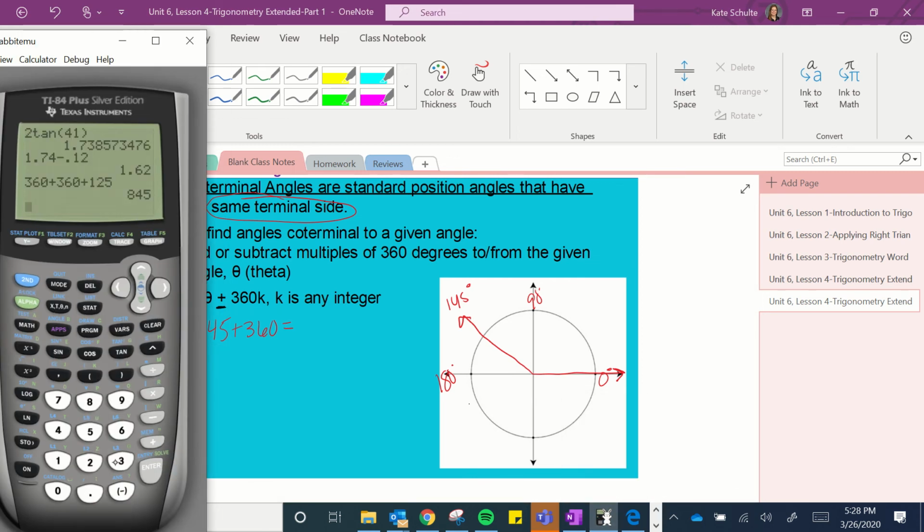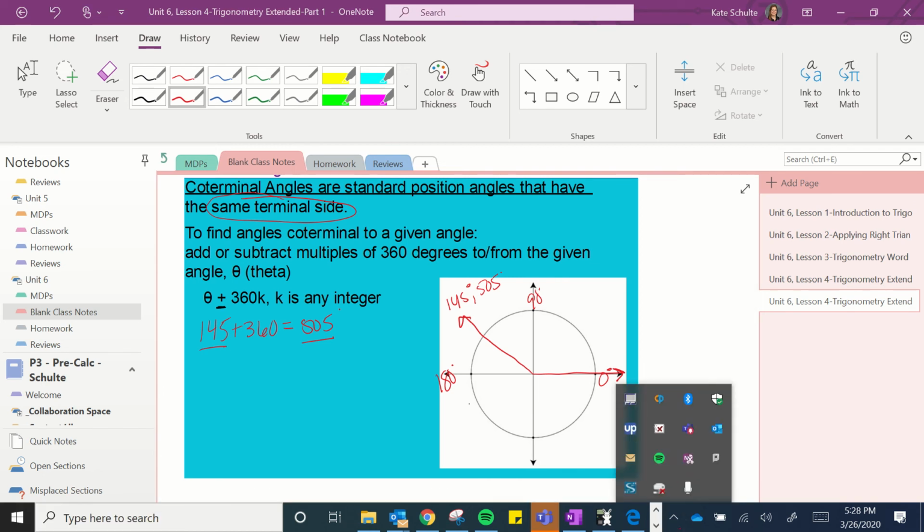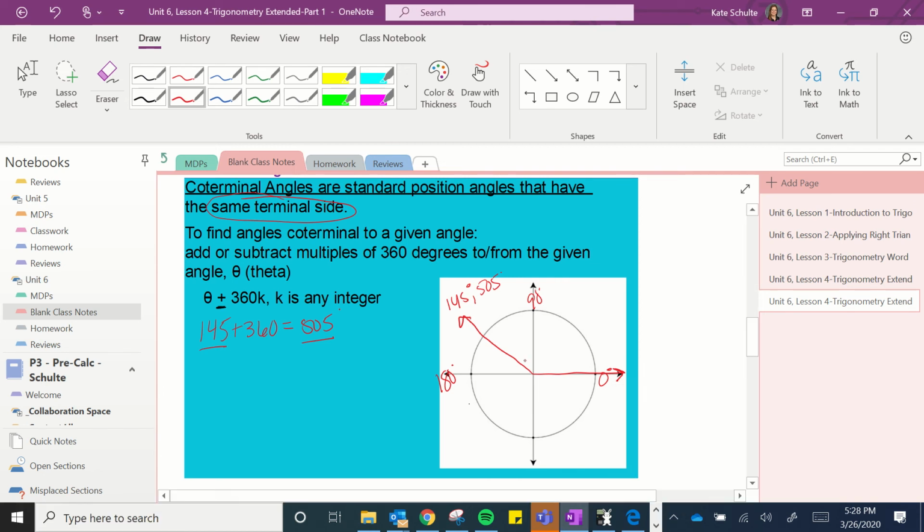505. Let me just make sure. I can't record a video and also do math in my head. All right, this also gets us 505. Okay, what that means is that 145 and 505 are coterminal angles. Meaning 145 is just this, and then 505 is this plus a whole other time around the circle, but they land on the same place.